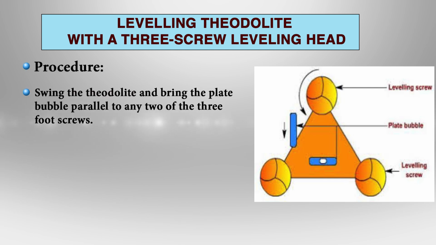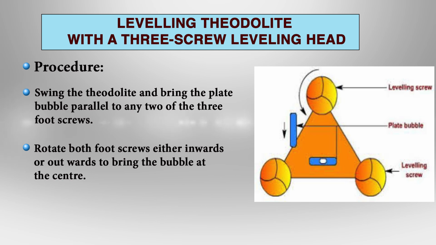Swing the telescope or swing the theodolite. Remember what swing of theodolite means, and bring the plate bubble parallel to any of the 2 foot screws that are available. Rotate both the foot screws either inwards or outwards to bring the bubble to the center of the run. So, there are 3 foot screws. You need to align your telescope parallel to any of the 2 foot screws, and either you will rotate these foot screws inward or you will rotate these foot screws outward.